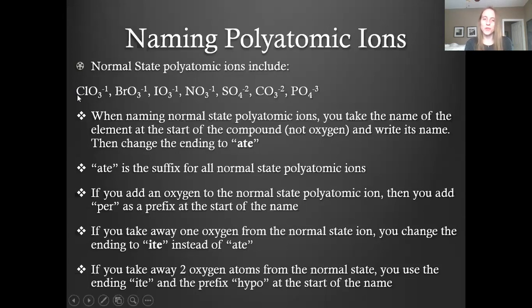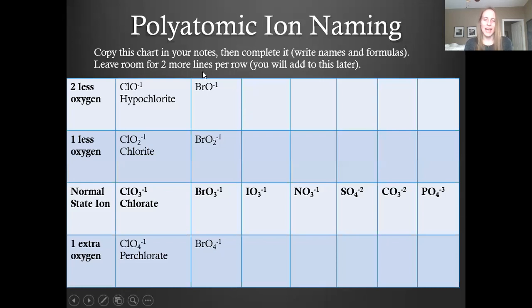If I took away 2 oxygens and just made this ClO-1, then I would use the prefix hypo and the suffix ite, and instead of calling it chlorate, I would call it hypochlorite. Okay, and that same pattern is true for all of these different polyatomic ions. So if you look at this chart here, this kind of summarizes what I was just talking about.